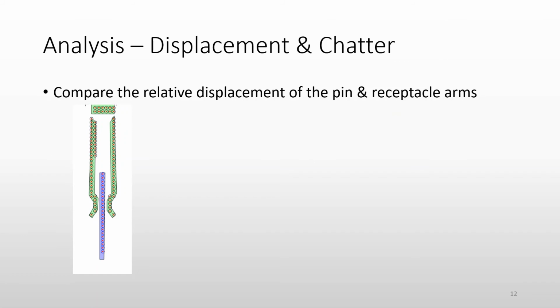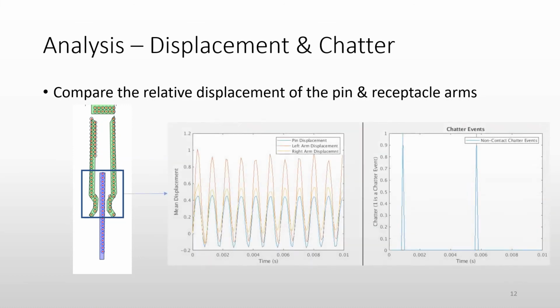We can also look at the chatter from the high-speed video. And we do that by looking at the contact region and plotting the relative displacement of the right and left arms and the pin. And when the right and left arms are separated from the pin, we define that as chatter. And for this video, we predict that there's chatter occurring at 1 and 5 milliseconds.